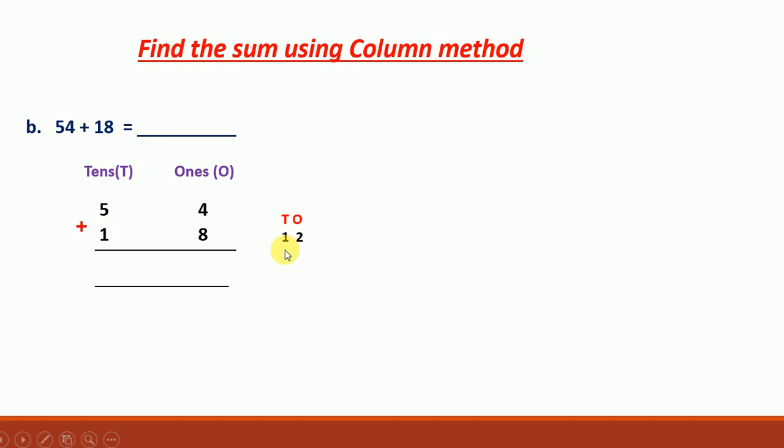So when you get a 2-digit number as the answer, from the 12 only the ones, there are 2 ones, only the 2 we write below the ones place. Then in 12 we have 1 ten, so the 1 we carry over to the tens place. Now add the tens. 1 plus 5 is 6. Again down we have one more 1. So 6 plus 1 is 7. So the answer is 72.